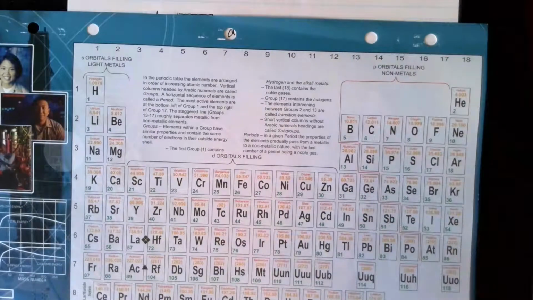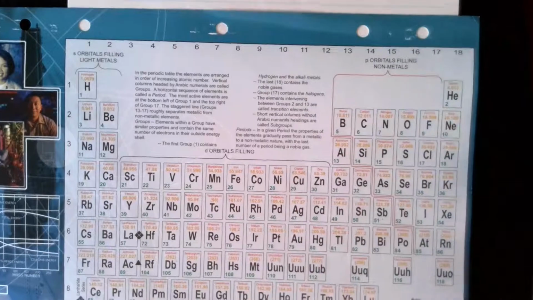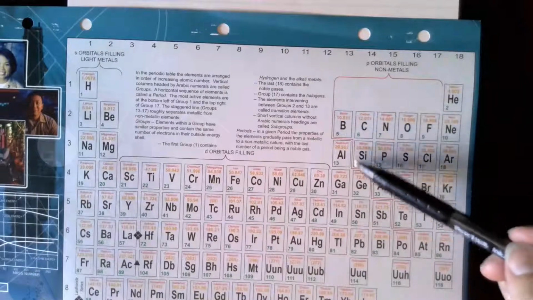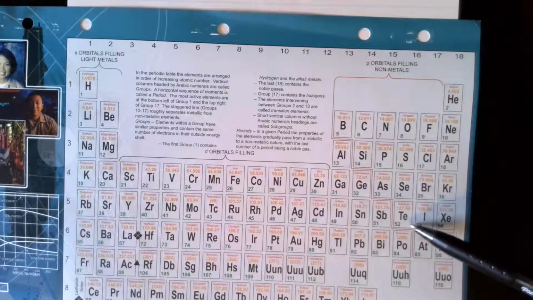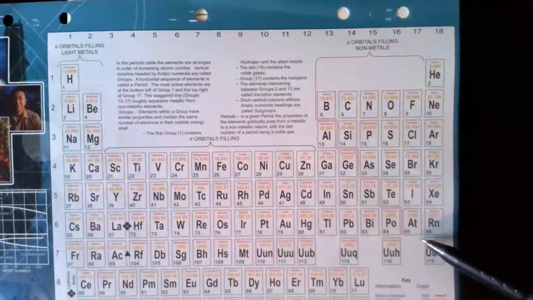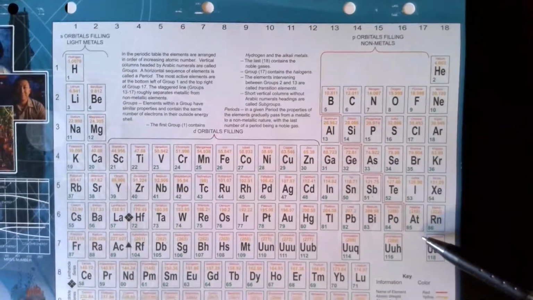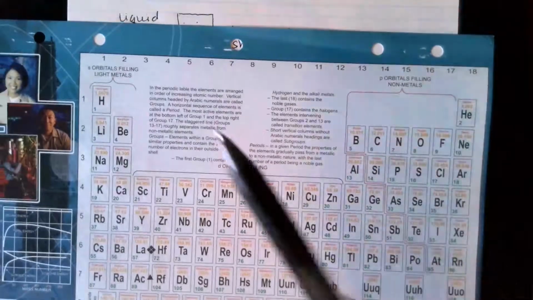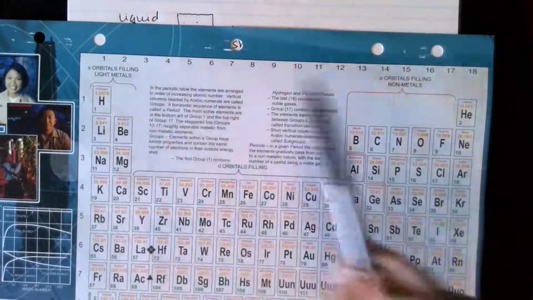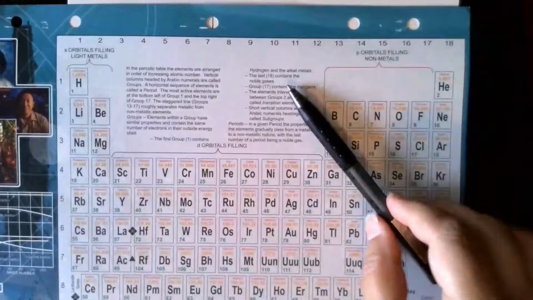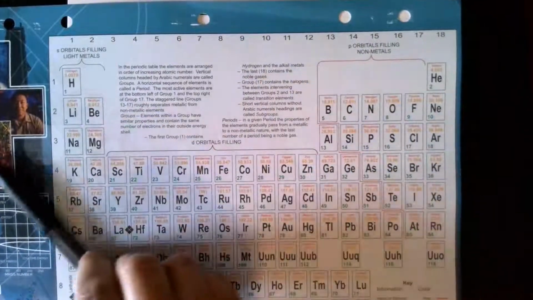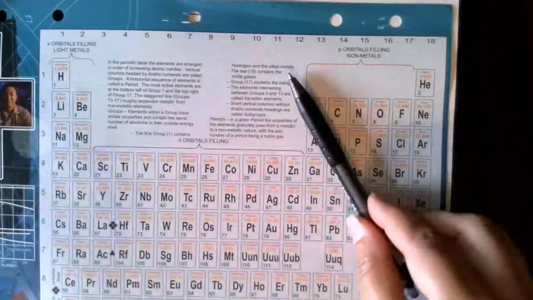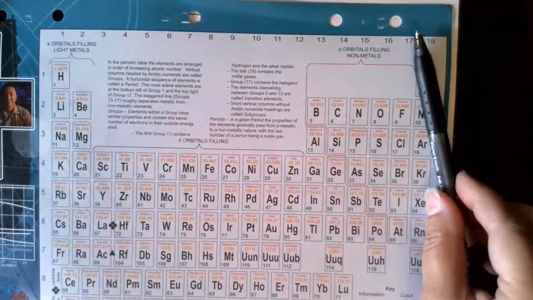Now we have different categories. So here you can see there is this dashed line. This happens to be in red. That is the boundary between the metals and the non-metals. So you can see on this periodic table it says metals, non-metals, but anything to the left, those are all metals. Anything to the right are all non-metals.